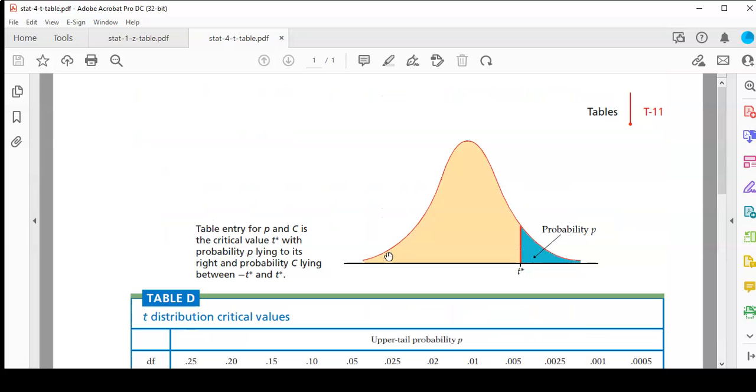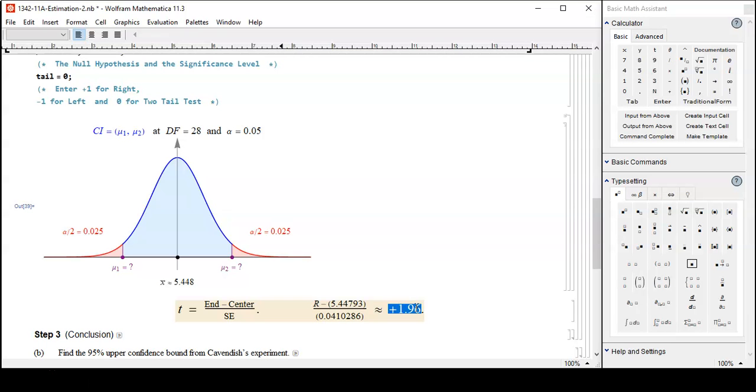So 2.048 is my t-score. That'll replace this. So 2.048.